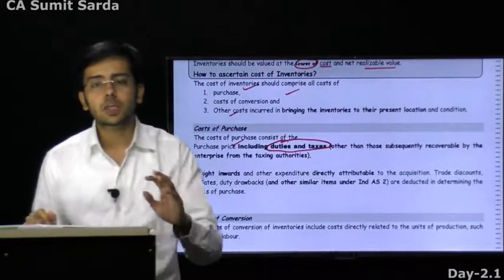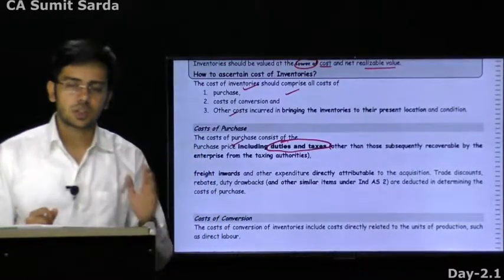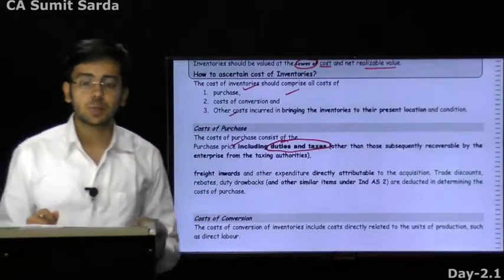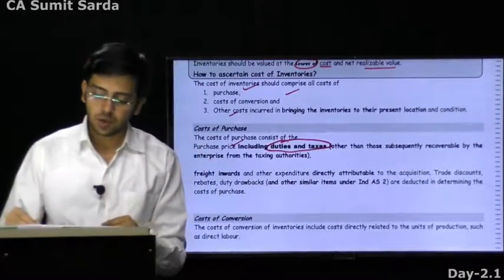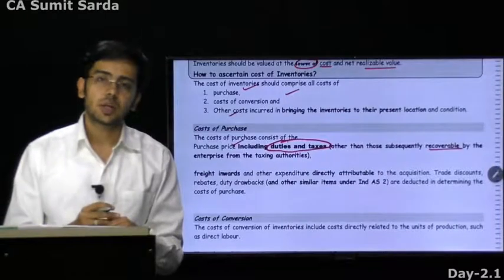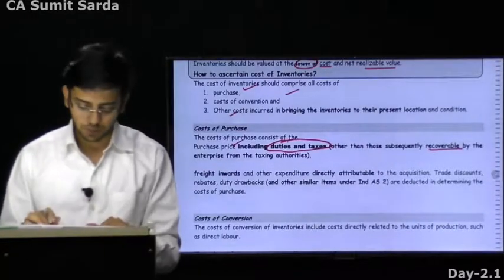But suppose you cannot take the credit of such GST. So GST will be included in the cost of inventory. But suppose you can take the credit of such GST. These are recoverable taxes. Then we will not include it in the cost of inventory. It has to be shown separately.